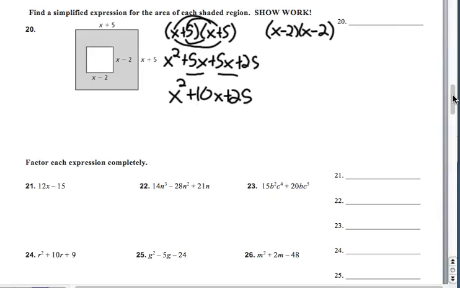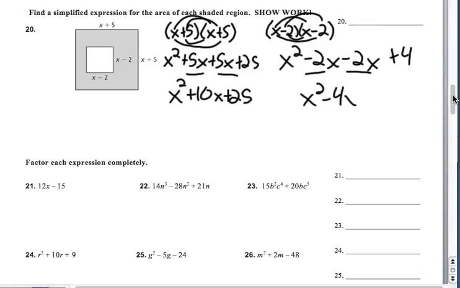And our other one, FOIL again. x times x, minus 2x, minus 2x. A negative times a negative, don't forget that becomes positive. And of course, combine your like terms.